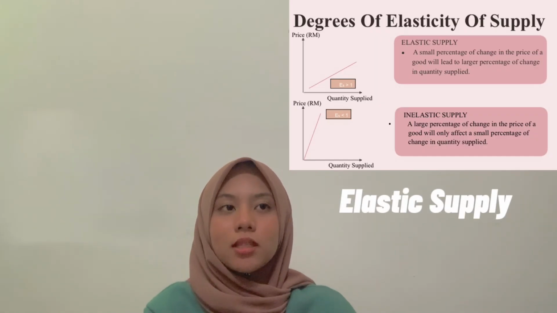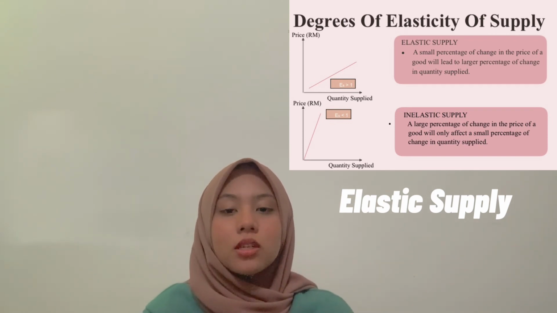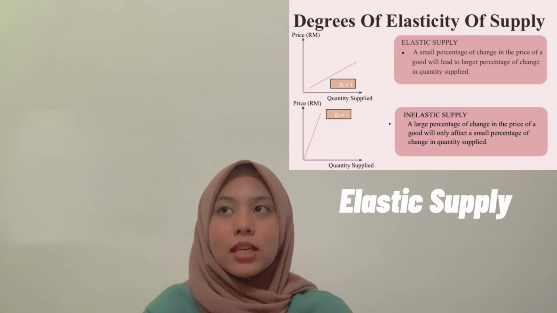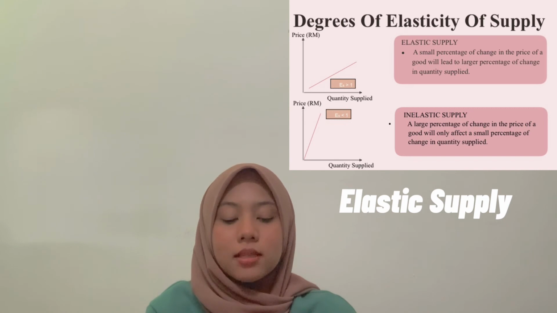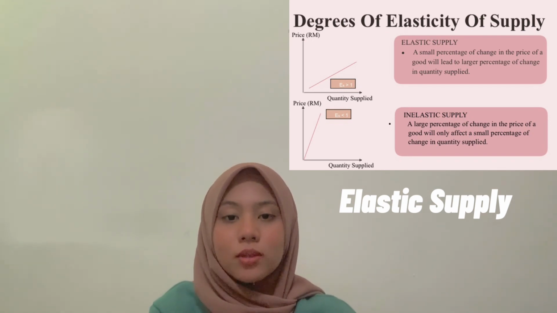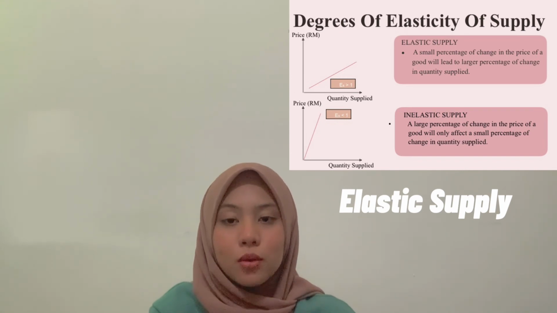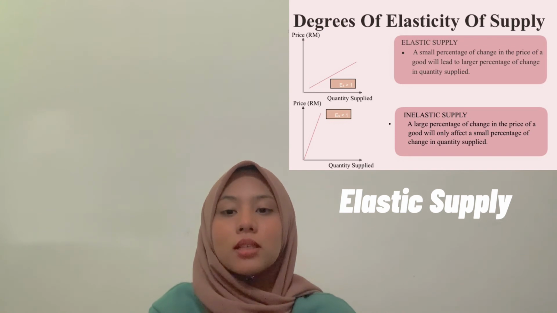So the first one is elastic supply. When the percentage change in quantity supplied is greater than the percentage change in price, the condition is known as relatively elastic supply. This situation, when plotted in a graph, makes an upward slope which intersects the positive y-axis. Price elasticity can be observed in goods which are necessary in our day-to-day life. For example, clothes, foods, and many more are good examples of these kinds of goods.